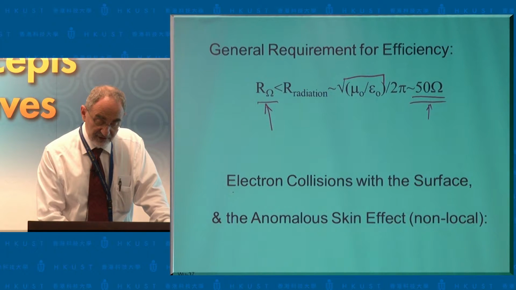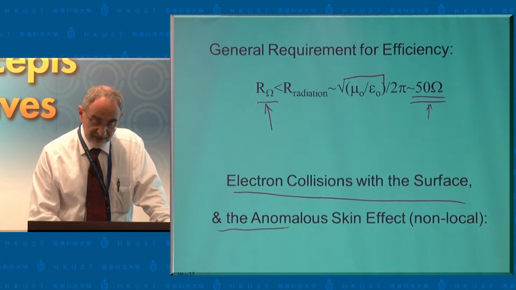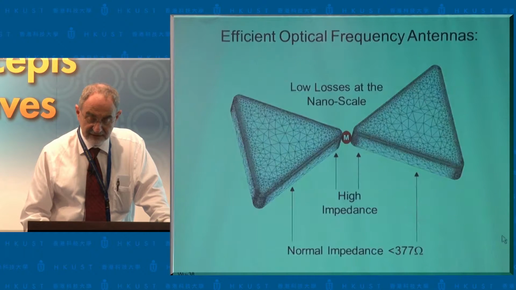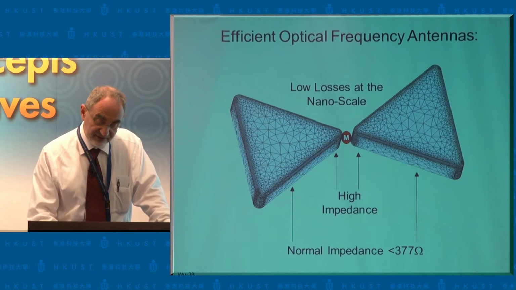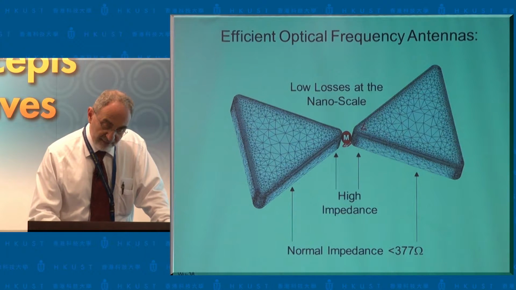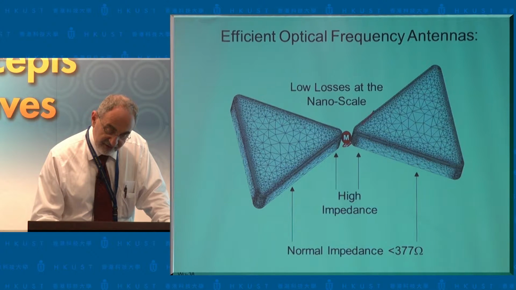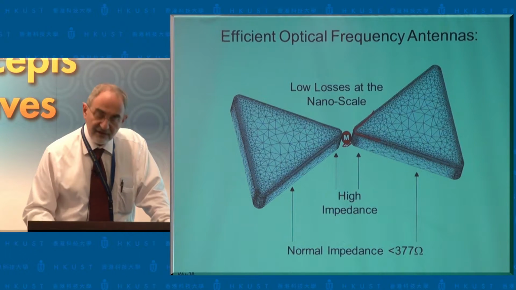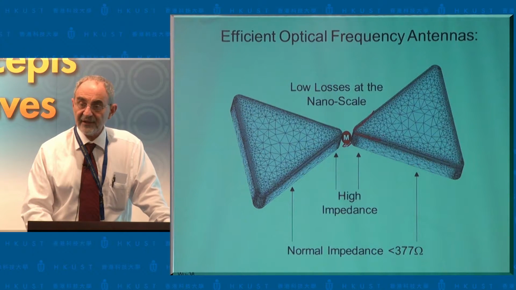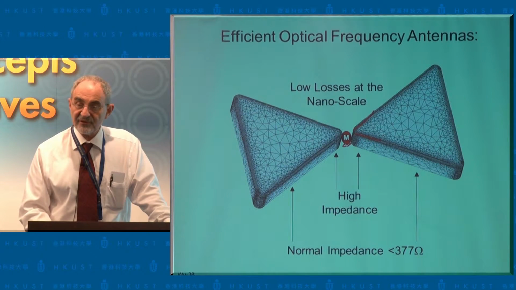And in this regard, electron collisions do make a big difference, and there is this important non-local effect, sometimes called the anomalous skin effect. The way to think about this is that the oscillating charge in the molecule creates currents in the antenna. That's all well and good, but the currents tend to be concentrated near the tip, and the very concentration forces the current into a smaller area, so you end up with bigger series resistance.